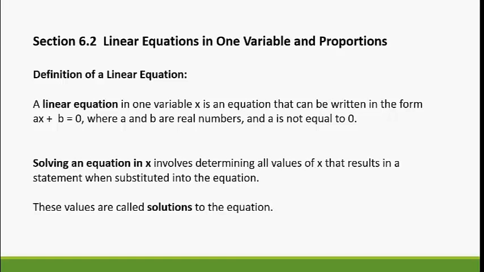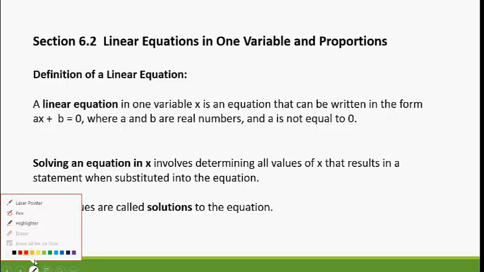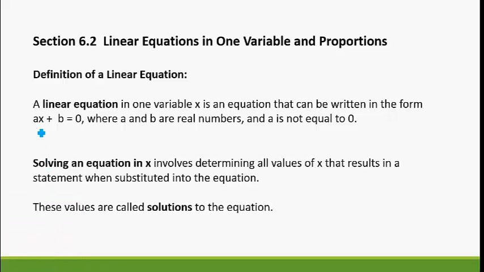Alright, so the definition of a linear equation. A linear equation in one variable x is an equation that can be written in the form ax plus b equals 0, where a and b are real numbers, meaning they could be positive, negative, fractions, or decimals, and a is not equal to 0. The reason we have to include that is because if a was 0, then it would no longer have this variable term, and it would just be a constant equals 0, which would not be a true statement.